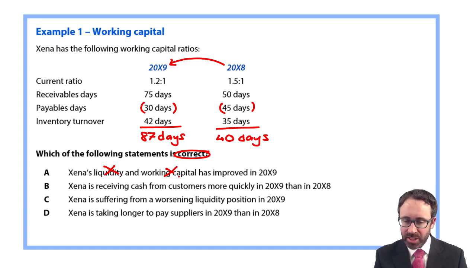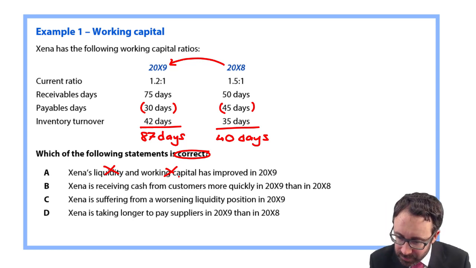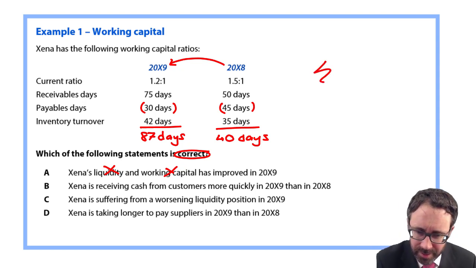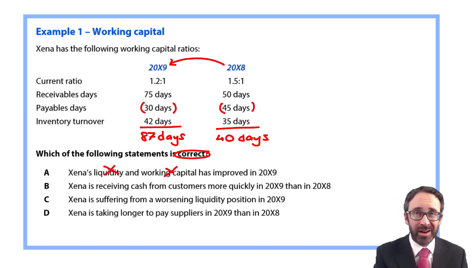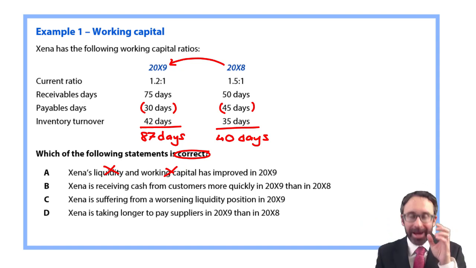B, Zena is receiving cash from customers more quickly in 20x9 than in 20x8. So if we go through and have a look there, as my pen decides to call it a day. The joys of technology. Give it a quick shake. See what happens. There we go. Spring the battery back into life. It's magic. You either turn it on and turn it off, or you just give it a shake. Brilliant. Anyway, where were we?